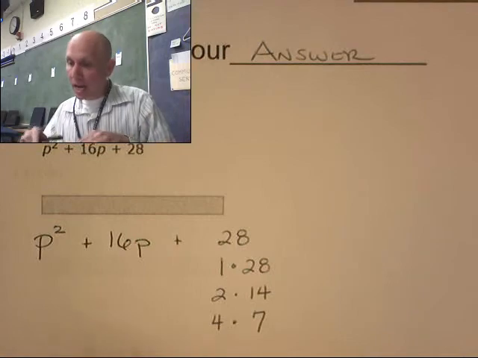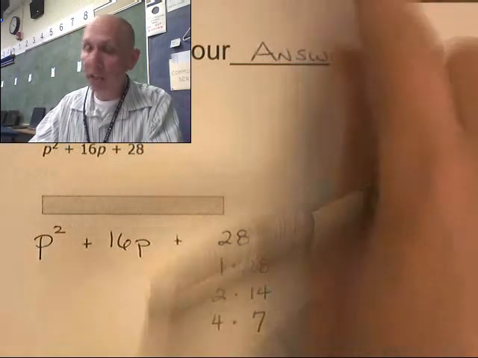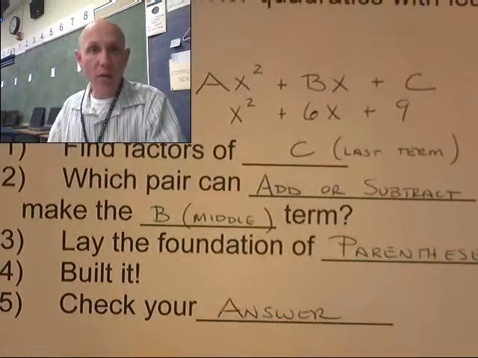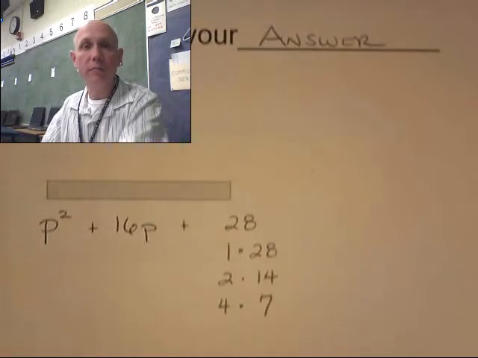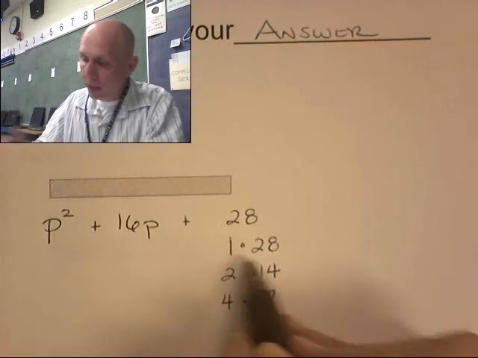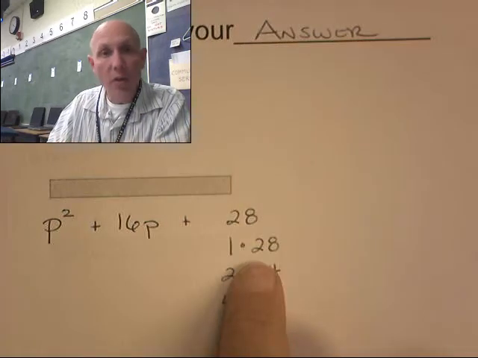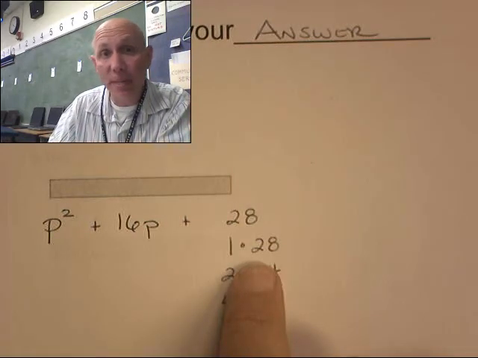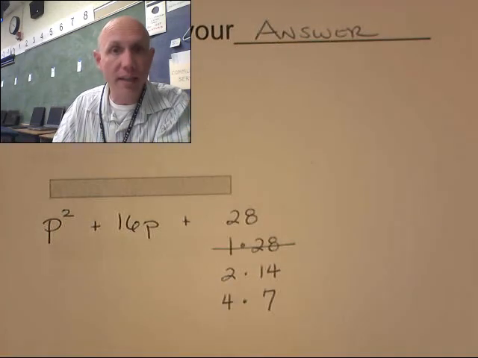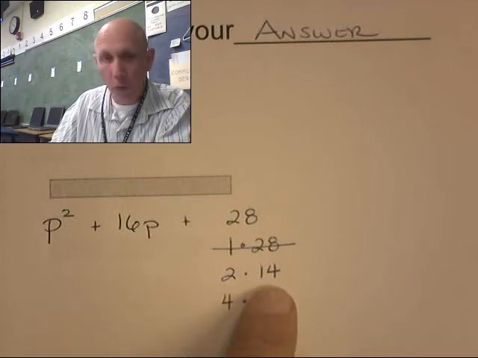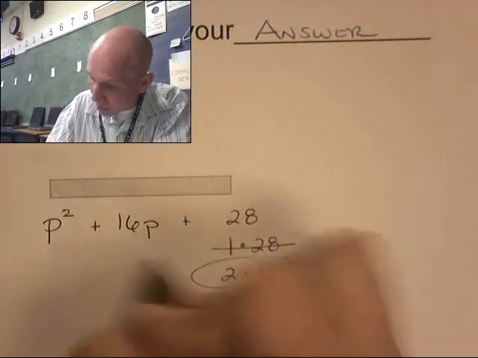Now, I found the factors of C. Now I have to ask myself, which pair can add or subtract to make the B term? Using a 28 and a 1, adding those together I get 29. Subtracting them I get 27. I don't get a 16. That is not the combination. Using a 2 and a 14, if I add those together, I get a 16. There it is. This is it right here.